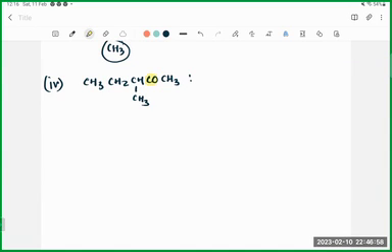Yes, Hridaya, where are you finding difficulty? Numbering or naming? I'm not sure if I should write it as... No worry, 3, Hridaya, methyl. Try.